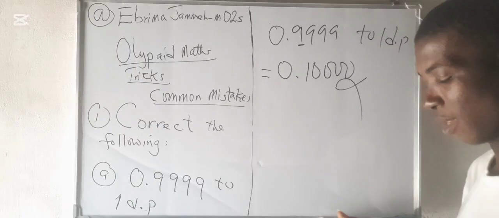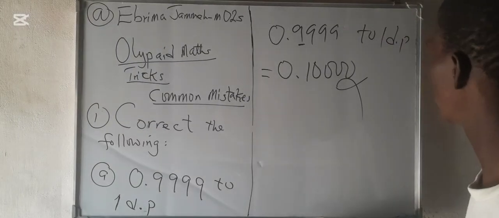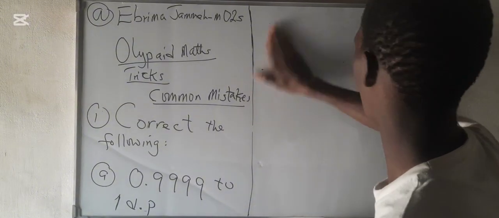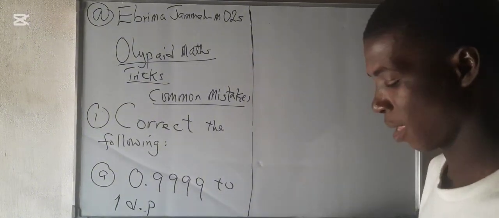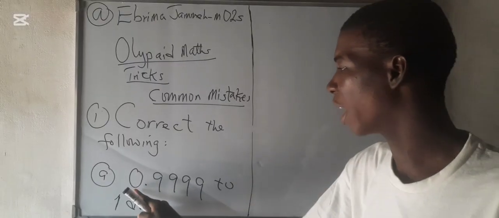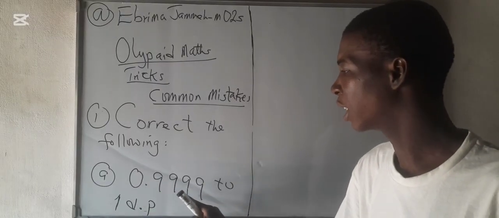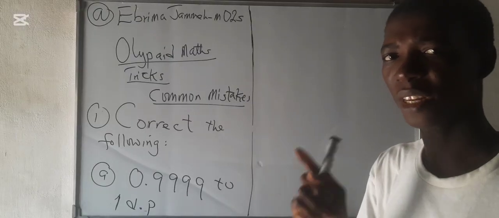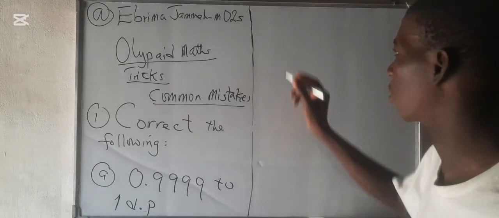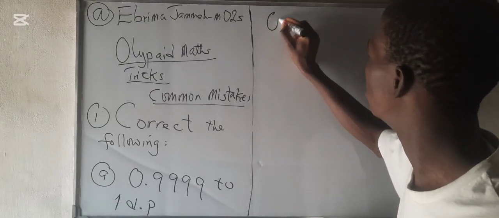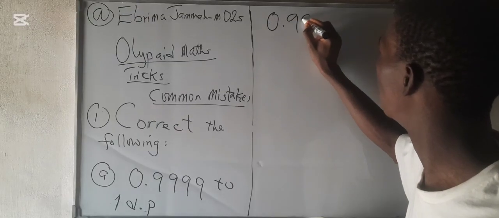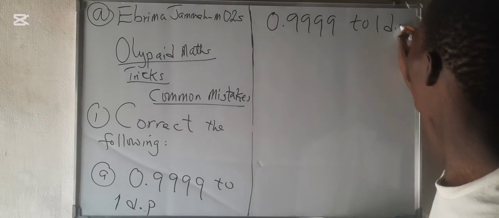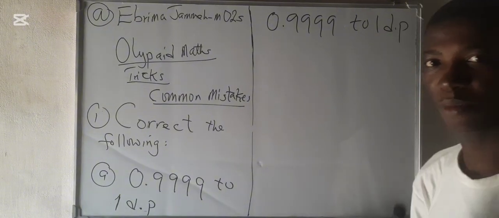To solve this problem, remember we are asked to correct 0.9999 to 1 decimal place. You need to be very careful here. Let's solve it. 0.9999 to 1 decimal place.